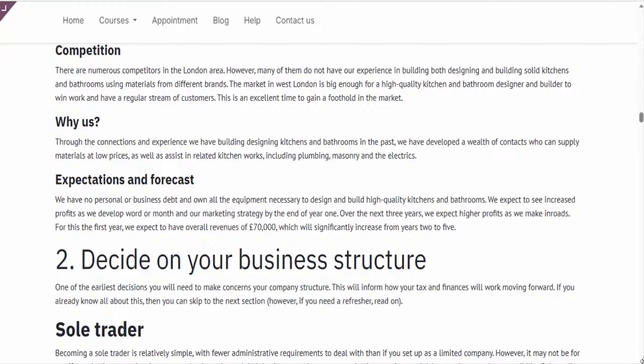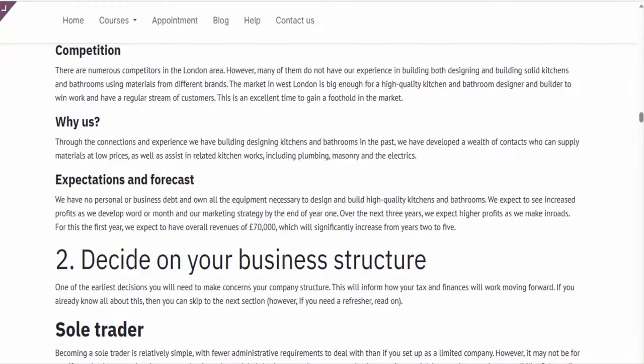Expectations and forecast. We have no personal or business debt and own all the equipment necessary to design and build high-quality kitchens and bathrooms. We expect to see increased profits as we develop word of mouth and our marketing strategy by the end of year 1. Over the next 3 years, we expect higher profits as we make inroads. For the first year, we expect to have overall revenues of £70, which will significantly increase from years 2 to 5.